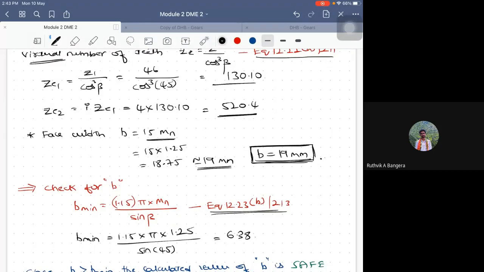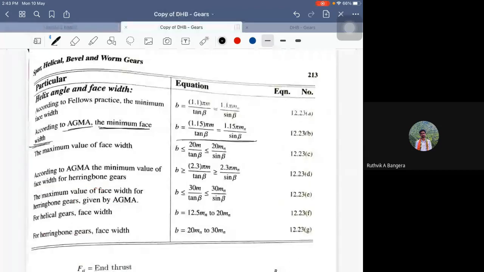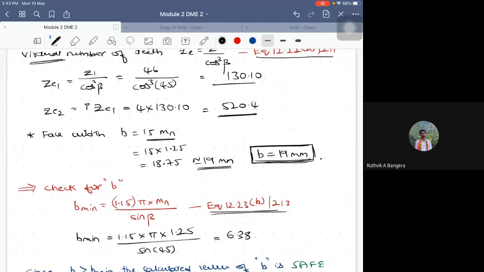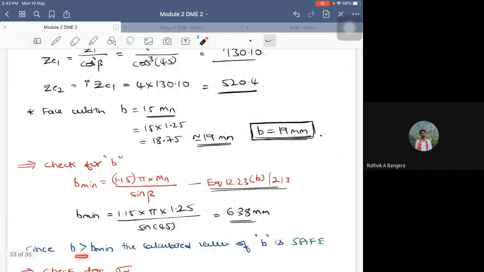So once you calculate the face width, you have to use this minimum face width equation. There you have to calculate the value of the minimum face width, and the value which is designed by you should be very much greater than the minimum face width. When it is greater, then you can add a sentence here: since B is greater than B minimum, the calculated value of B is safe.